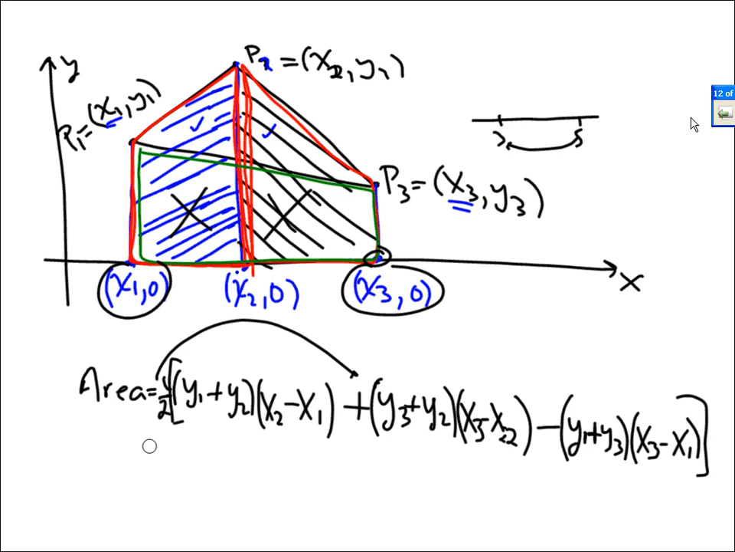We have y1 x2 minus y1 x1 plus y2 x2 minus y2 x1 plus y3 x3 minus y3 x2, and plus in front, plus y2 x3, minus y2 x2.